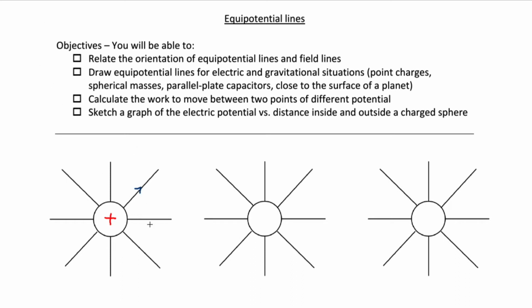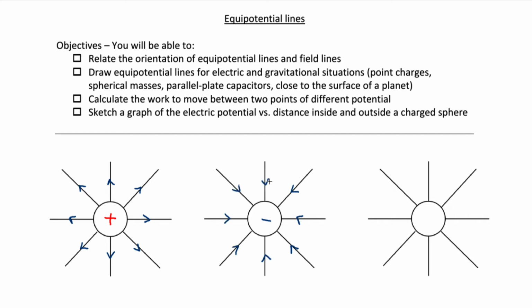We know that the field lines point outwards from a positive charge because they indicate the direction of force on a second positive charge. And if the central charge were negative, then the field lines would point in towards it because a small positive test charge would be attracted in towards the negative charge.